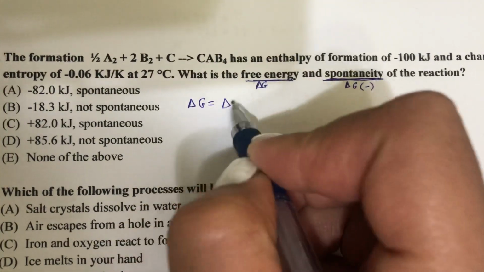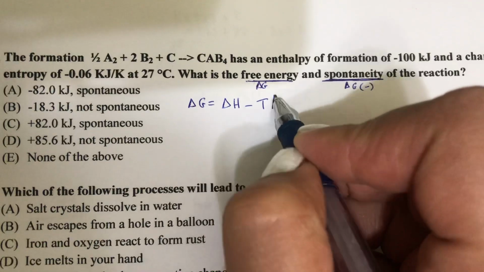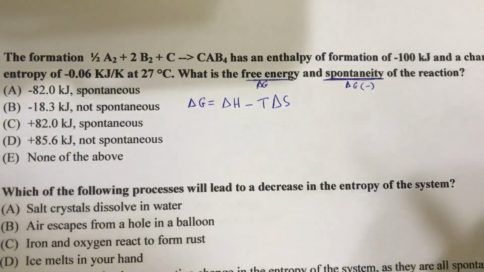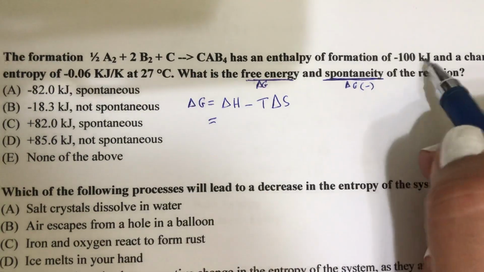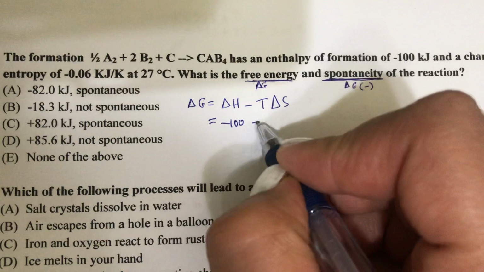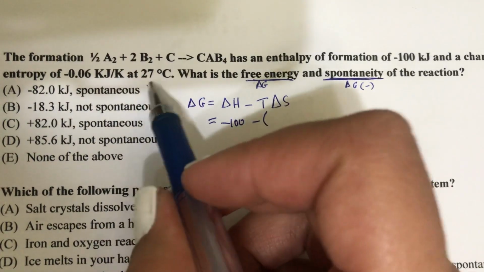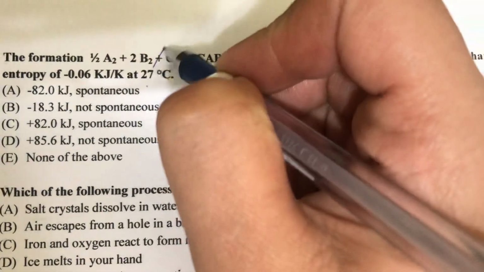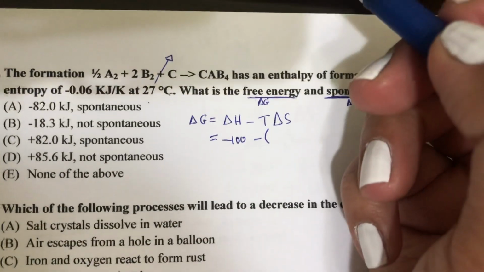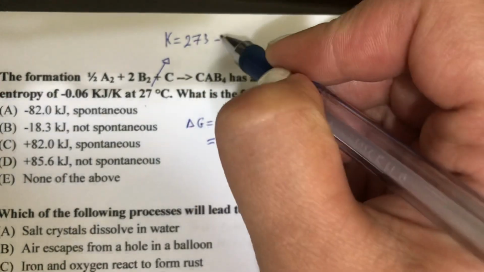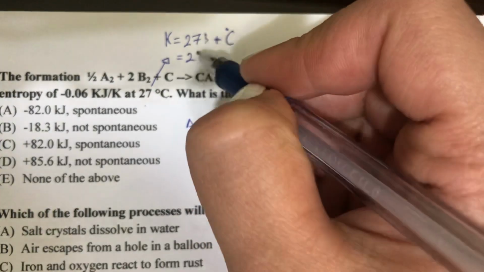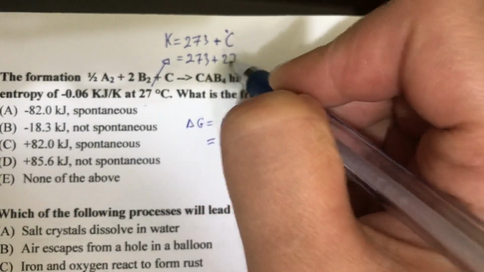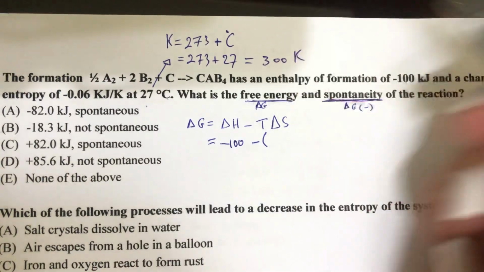Delta G equals delta H, enthalpy, minus temperature times entropy. So here enthalpy is negative 100, minus temperature. It's in Celsius, it must be in Kelvin. So what is the relation between Kelvin and Celsius? Kelvin equals 273 plus Celsius. So here you add 273 plus 27, which equals 300 Kelvin.